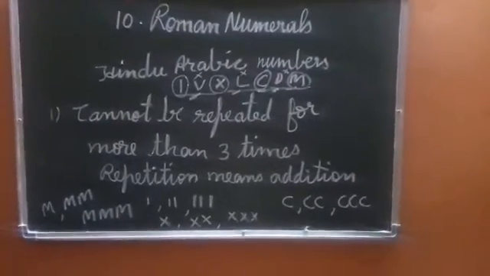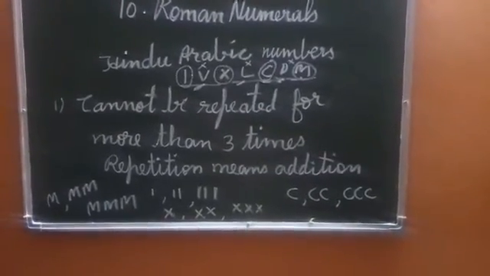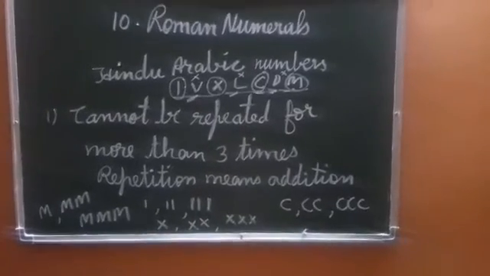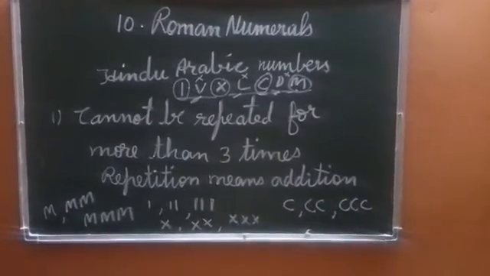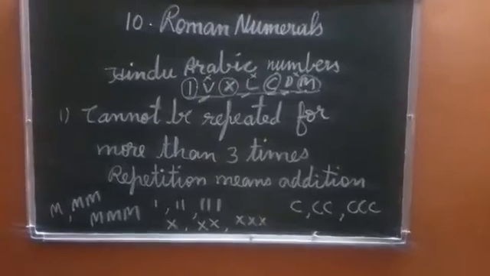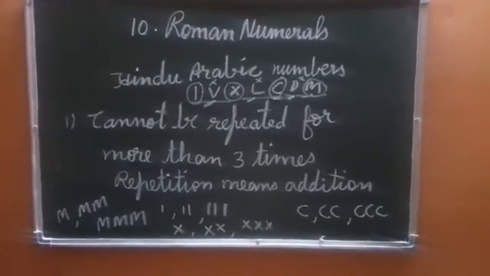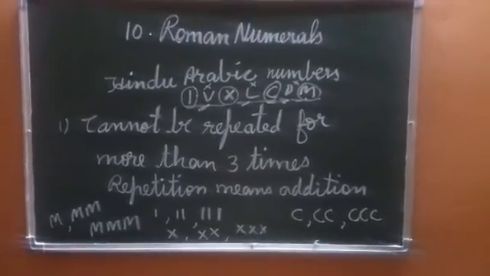So the first thing is repetition means addition, a number cannot be repeated for more than 3 times, and only I, X, C and M can be repeated. V, L and D cannot be repeated.